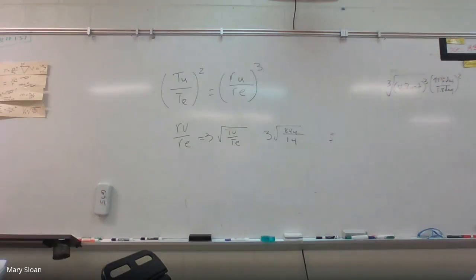Now, how many years is that? 4.38. Okay. Wait, what? Did you get it, sir? What is it? You rounded. Okay, all right. Did you get 4.37?